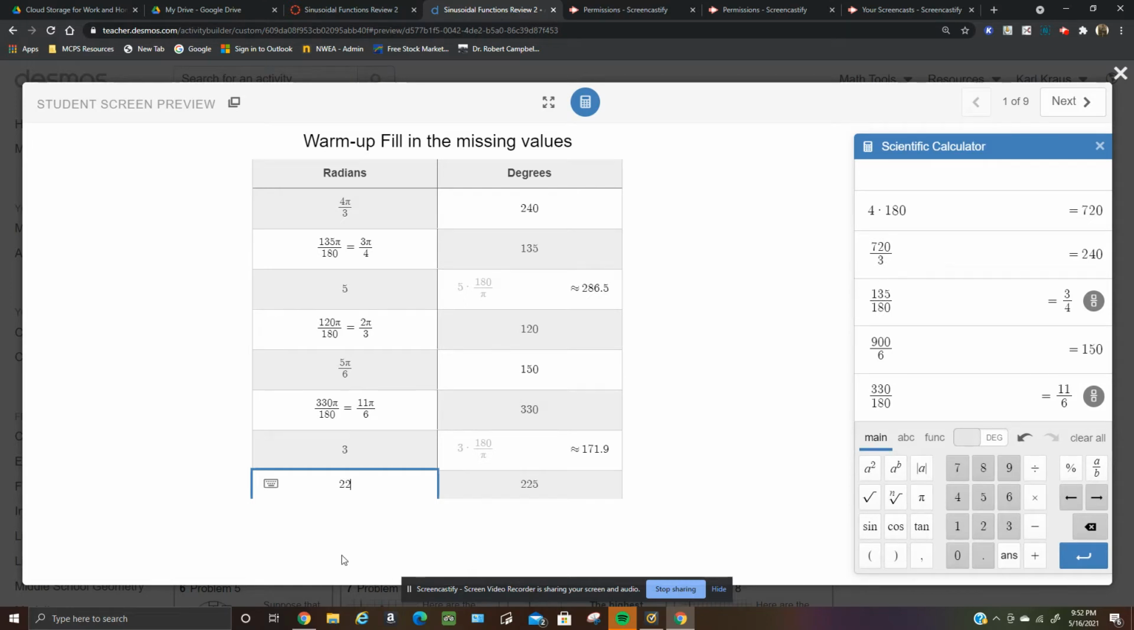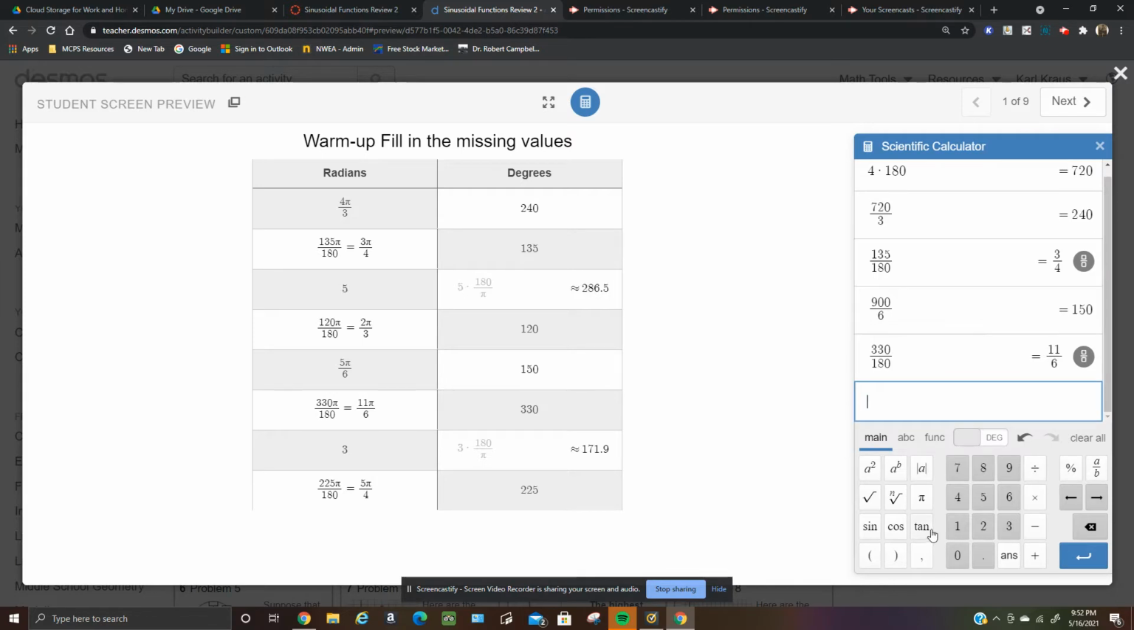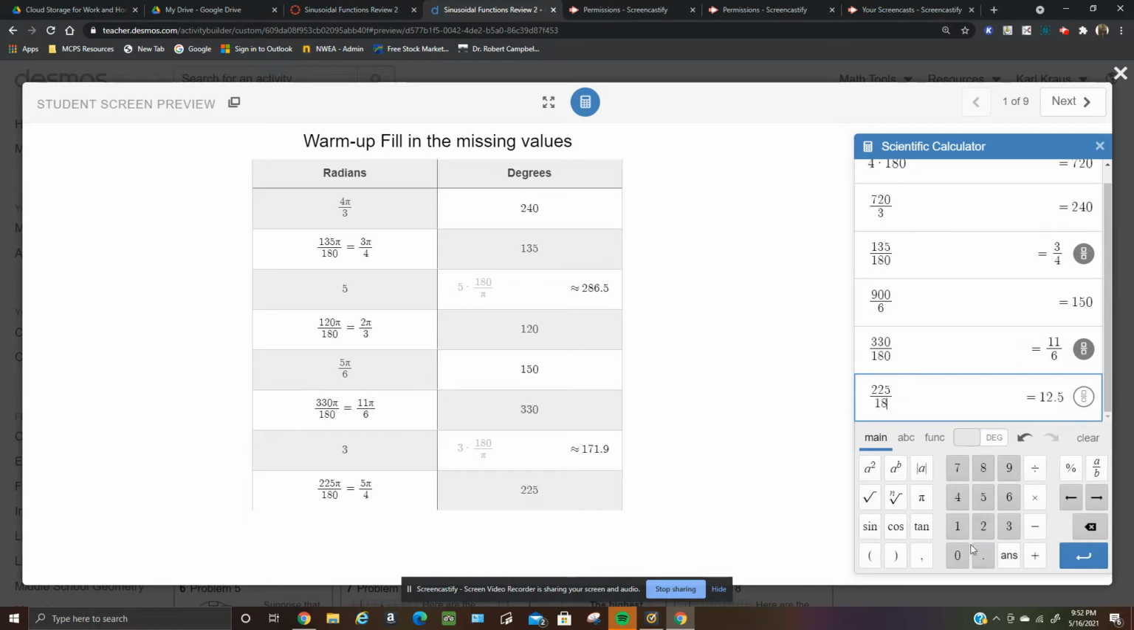Then the last one, 225 pi over 180 is 5 pi over 4. And once again, you can come over here, do 225 divided by 180, and then turn it to a fraction, 5/4. So there's the table.